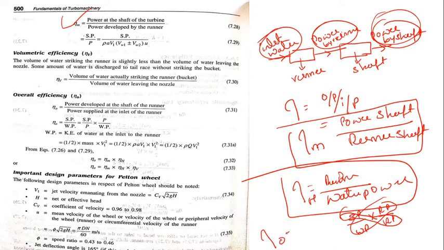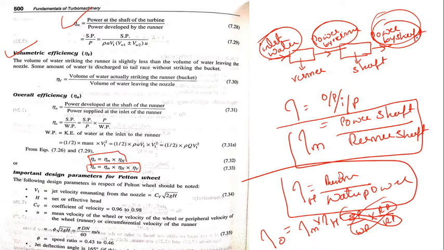Therefore, the overall efficiency is mechanical efficiency into hydraulic efficiency. Now, if we consider that volume also matters, how much volume is leaking out and how much is coming in, and take that into consideration, then we can use the term volumetric efficiency also to define the overall efficiency. By this way, I think it becomes easy for you to remember the things.